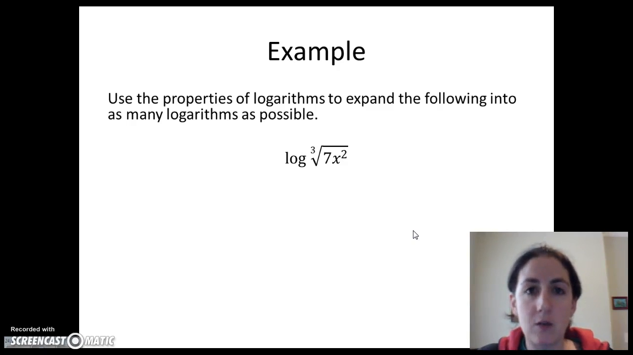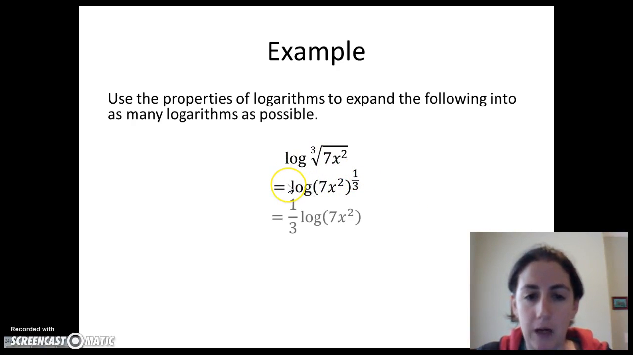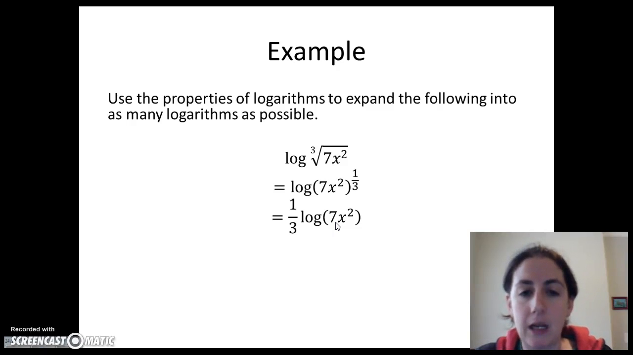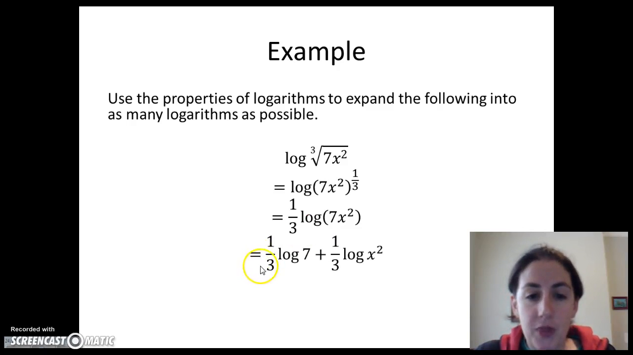The first thing we need to do is get rid of any radicals by rewriting it as a fractional exponent. Now, that third property said that when what you're taking the logarithm of is all being raised to a power, bring that power out front. So now we have 1/3 the log of 7x squared. We're taking the logarithm of two things being multiplied, so we can break it up into the log of the first plus the log of the second. But that 1/3 we'll need to distribute to both.